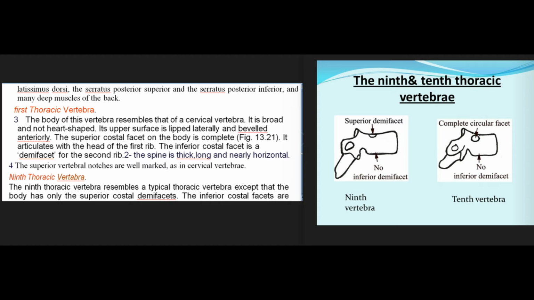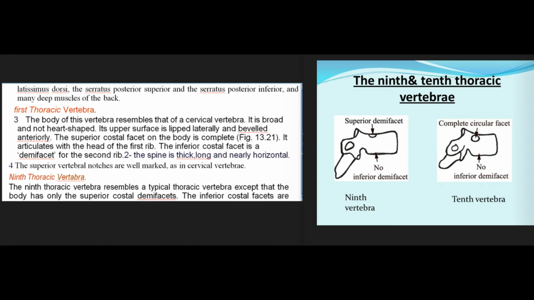1st thoracic vertebra. 3. The body of this vertebra resembles that of a cervical vertebra. It is broad and not heart-shaped. Its upper surface is lipped laterally and beveled anteriorly. The superior costal facet on the body is complete, Fig 13.21. It articulates with the head of the first rib. The inferior costal facet is a demifacet for the second rib.